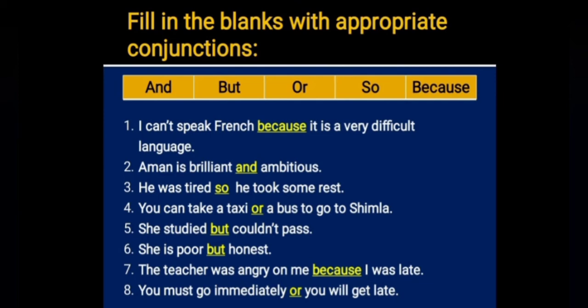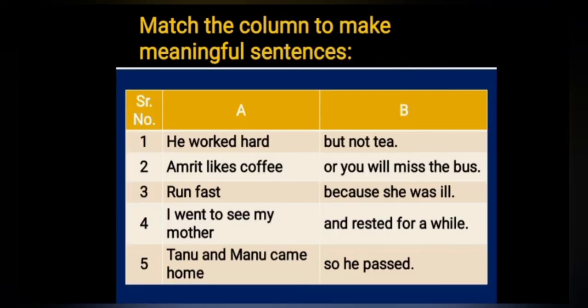I'm sure you all would have got the correct answers. Now let's move on to our next activity, and that is match the column to make meaningful sentences. Students, on your screen, two columns A and B have been displayed. You have to match the clauses given under column A with the clauses given under column B to make meaningful sentences. Read all the clauses carefully and then match them to make meaningful sentences.